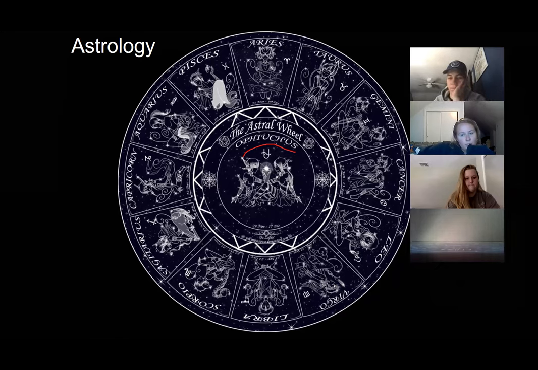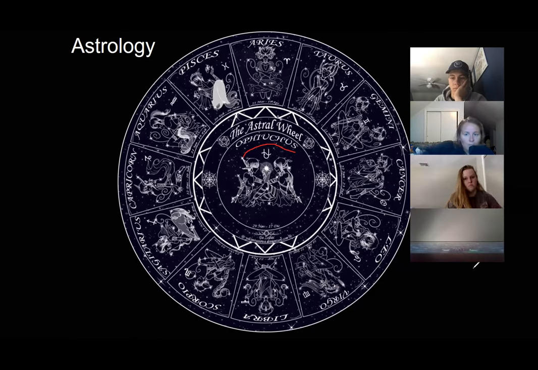Alba, we can't see your face, but I can see you have some kind of a nebula thing going on there. Or maybe that's your room. I can't tell.